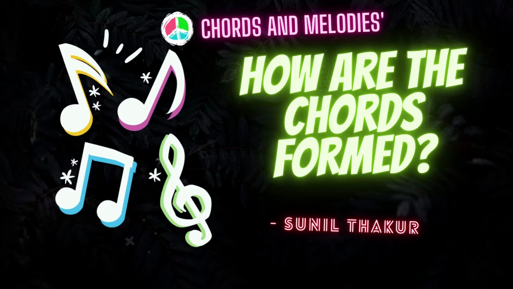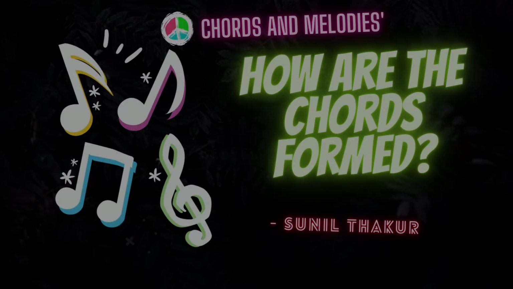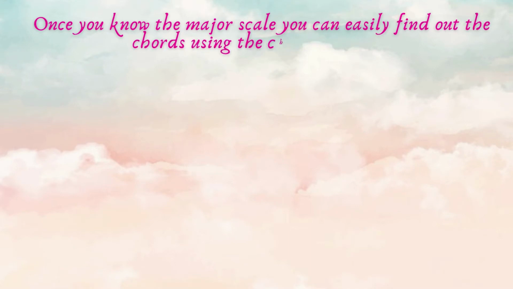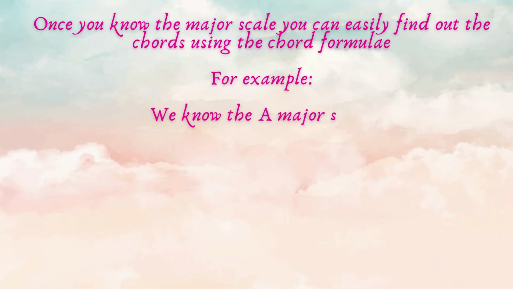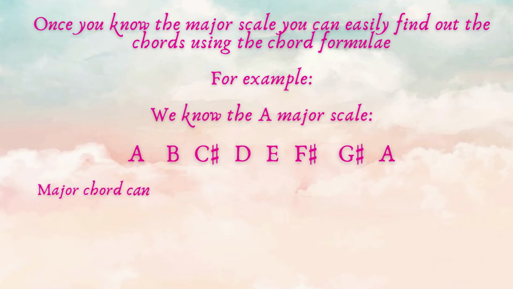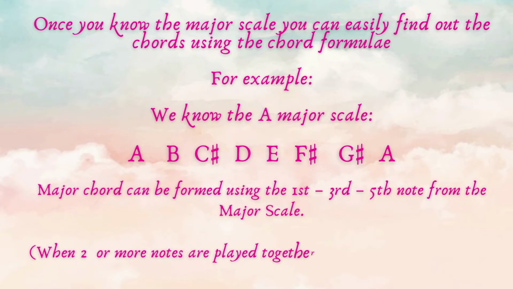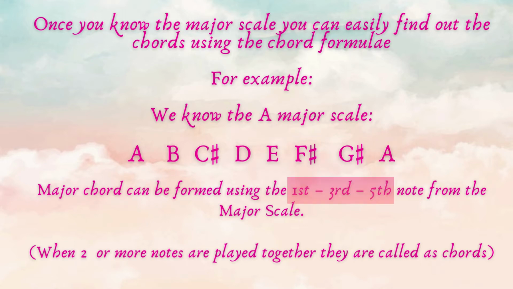How are the chords formed? Once you know the major scale, you can easily find out the chords using the chord formulas. For example, when we know the A major scale, A, B, C sharp, D, E, F sharp, G sharp and A, a major chord can be formed using the first, third and fifth note from the major scale.